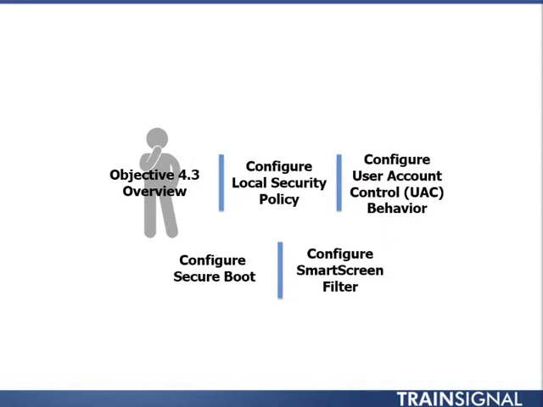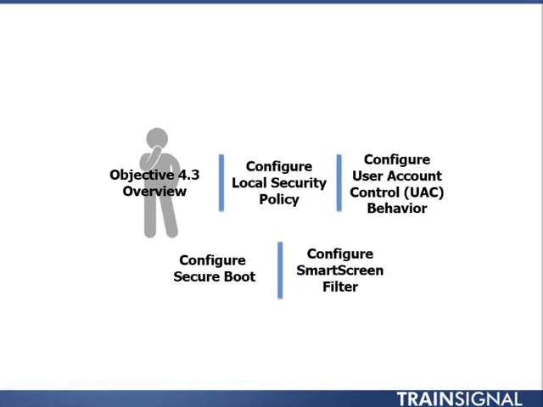This lesson is for the Microsoft Certification 70-687, Configuring Windows 8. This maps to Objective 4.3, and Objective 4.3 has 4 sub-objectives. Configure local security policy, which is this very antiquated kind of thing that controls all these different security settings on a computer. Configure user account control behavior.